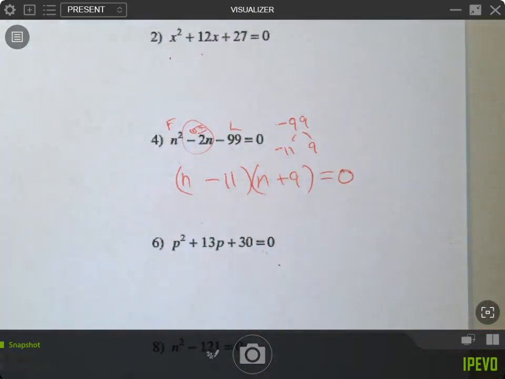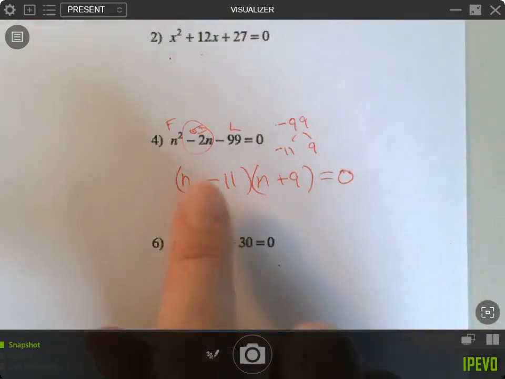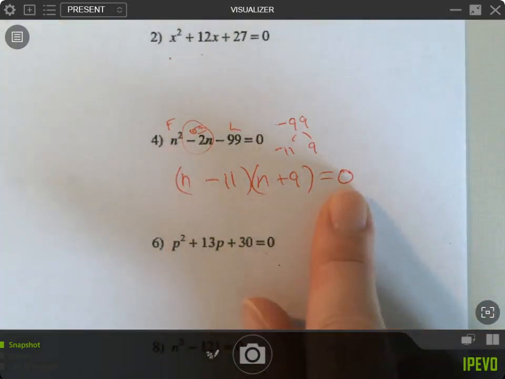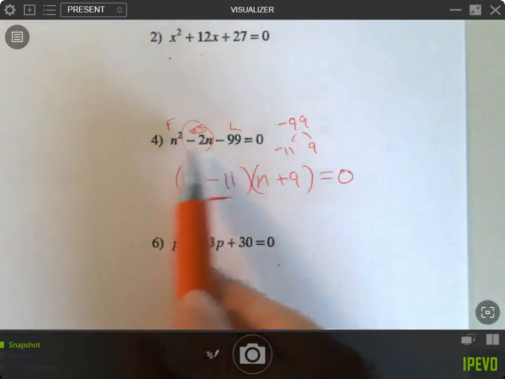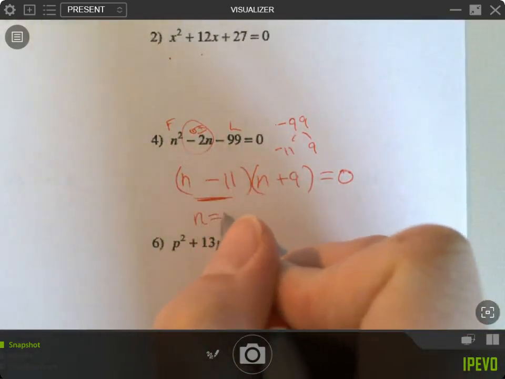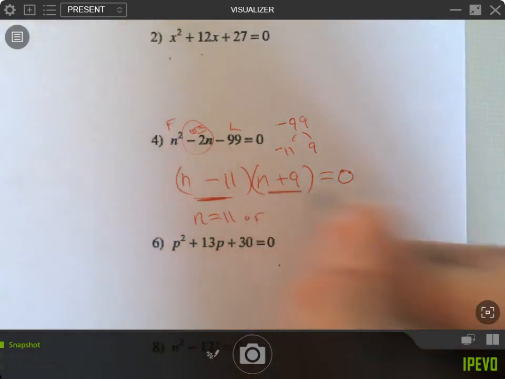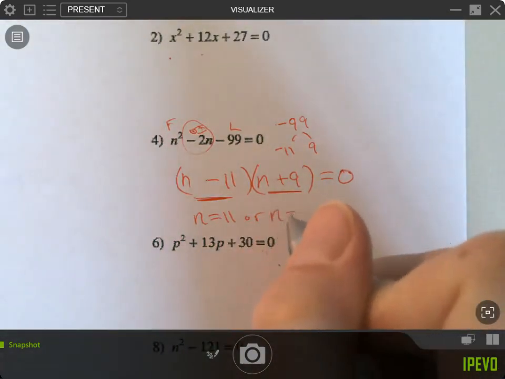What's new is using our zero product property. We have something times something equals 0. What would make this equal 0? What would wipe out this whole set of parentheses? If n was positive 11, what would make this 0? If n was negative 9.